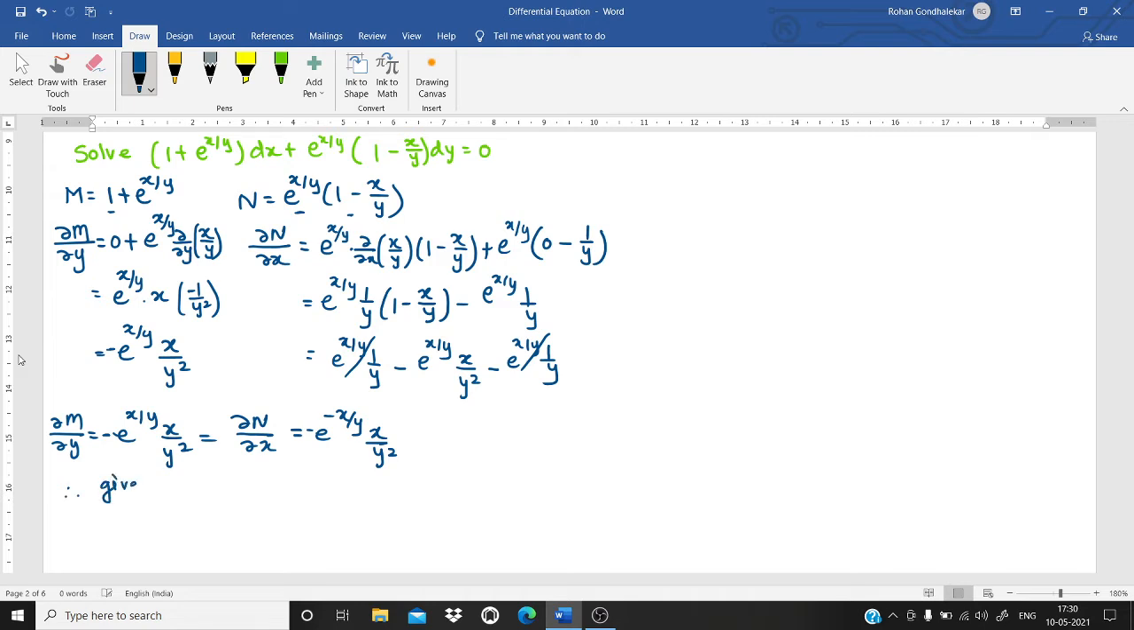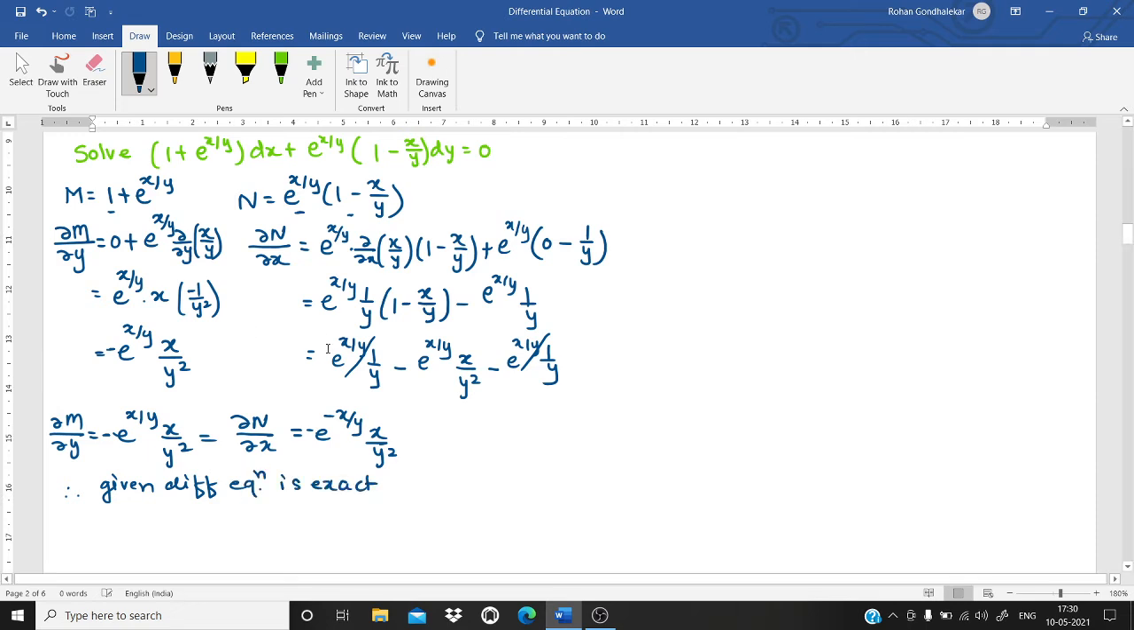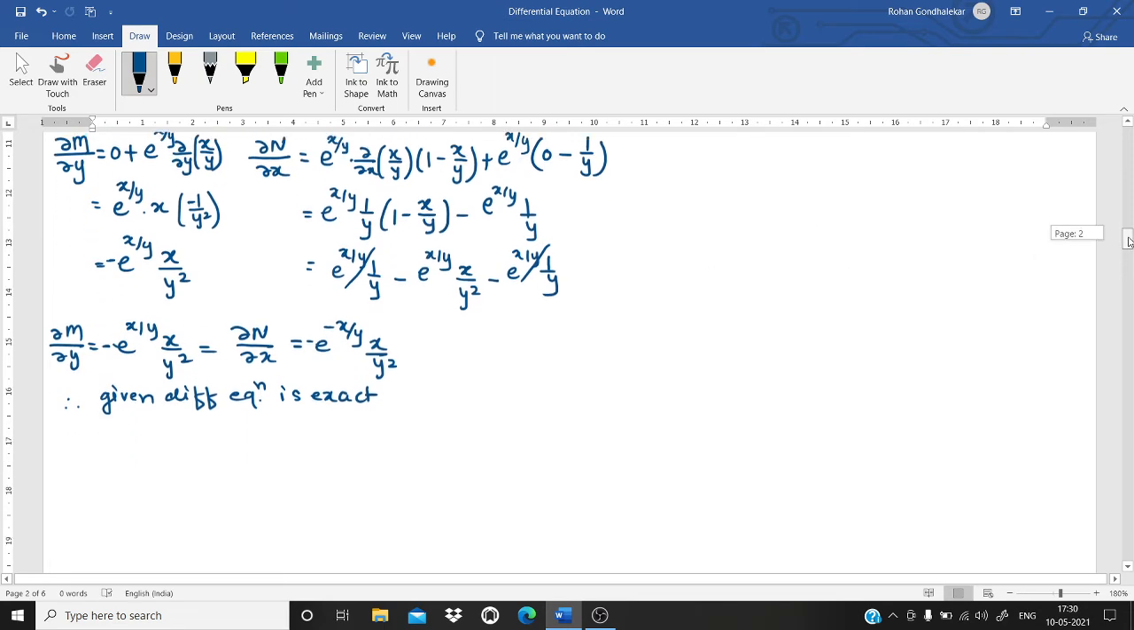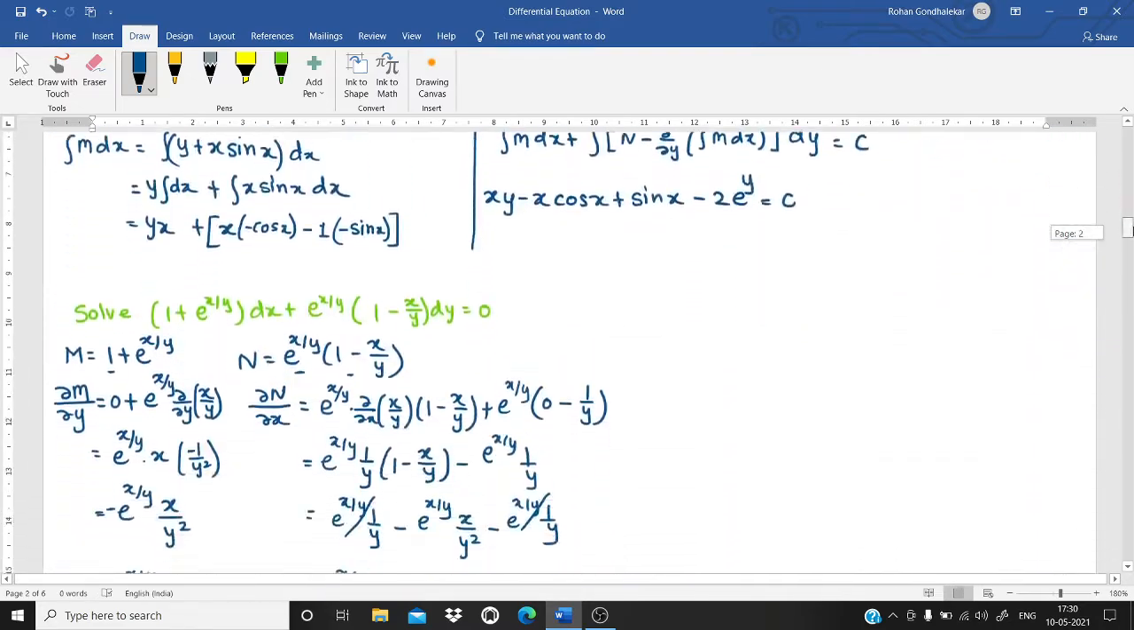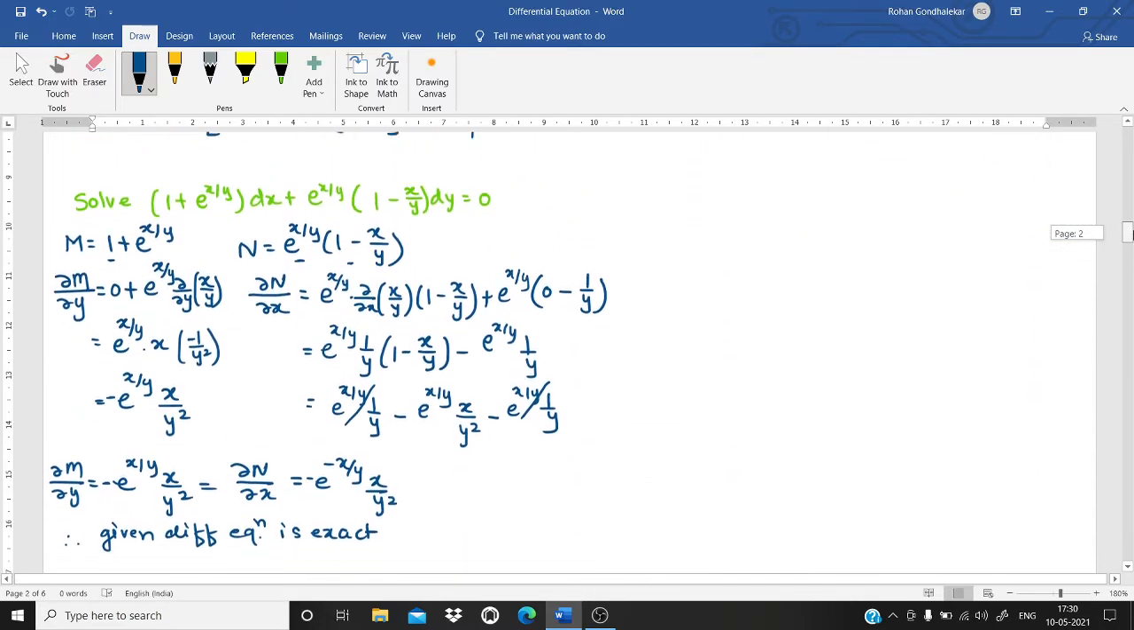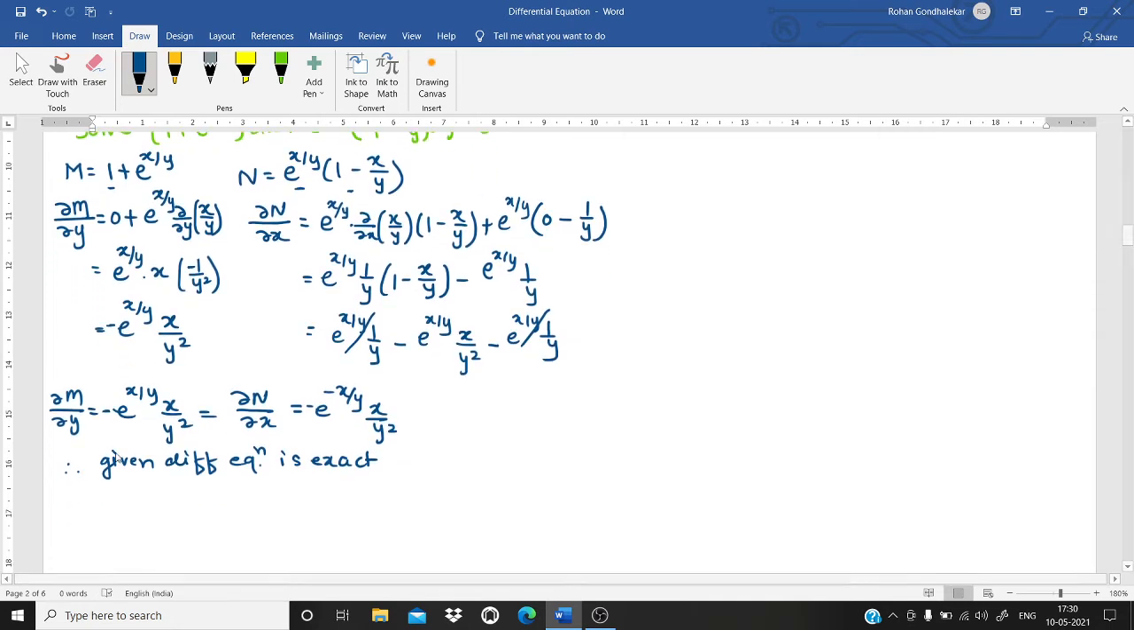Therefore, the given differential equation is exact. Fine. So we'll go for the solution. What is the solution? The integral of M dx plus the integral of N minus ∂/∂y of the integral of M dx, and then integration with respect to y is equal to c.